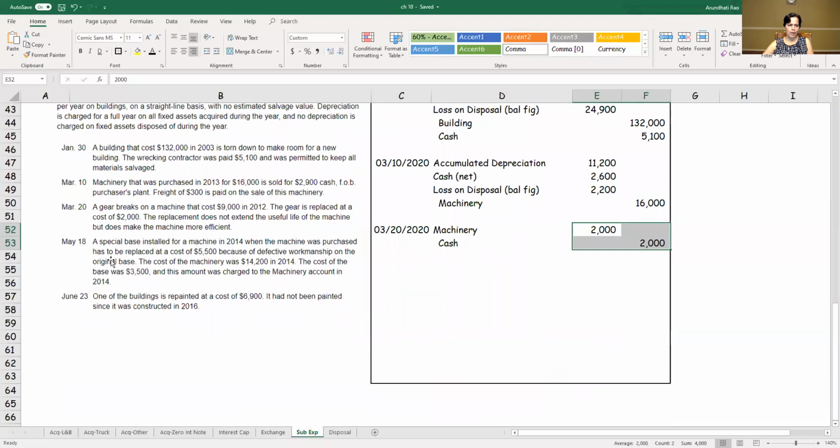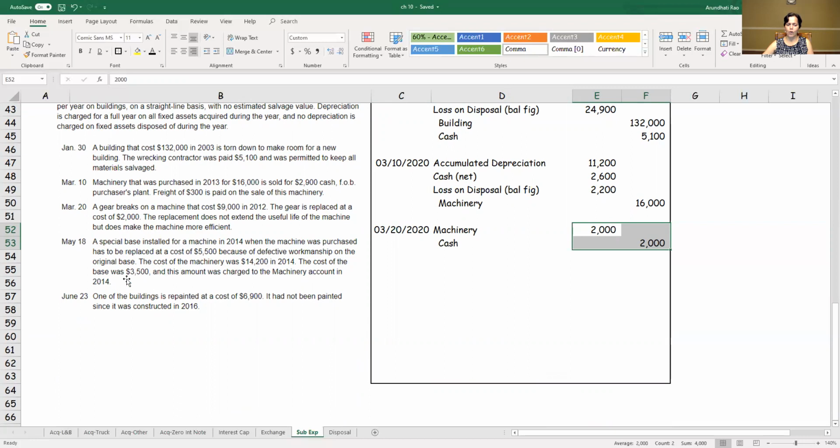In the next one, May 18th, a special base installed for a machine in 2014, when the machine was purchased, has now been replaced at a cost of $5,500 because of defective workmanship on the original base. The cost of the machine was $14,200 in 2014. The cost of the base was $3,500, and this amount was charged to the machine account. So that's a part of the asset. The $3,500 is a part of the $14,200.